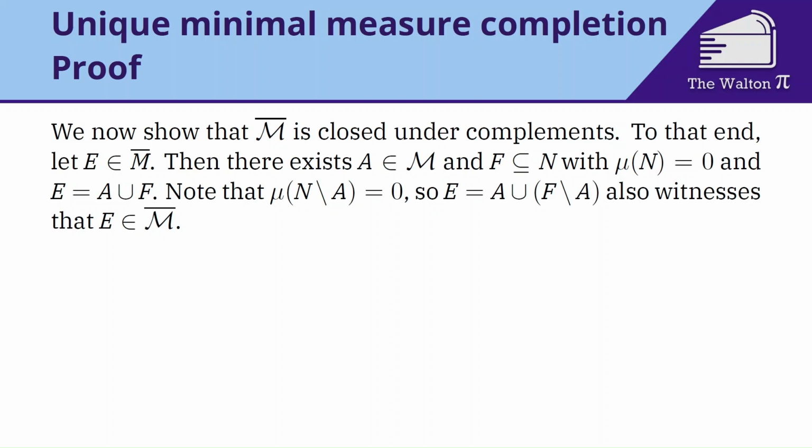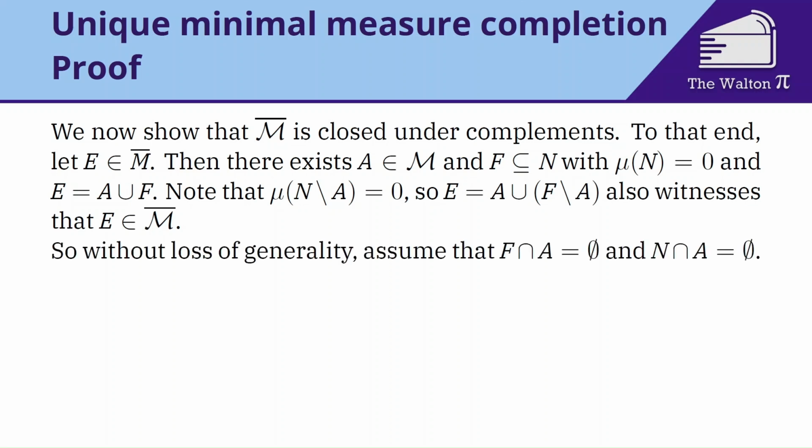And note that that is also a form where we have A, an element of our original sigma algebra M, and then F minus A, a subset of a null set. So that tells us that this is also a sufficient way to break up E to show that E is in M bar. Now the reason we're doing this is that A and F minus A both don't intersect with each other.